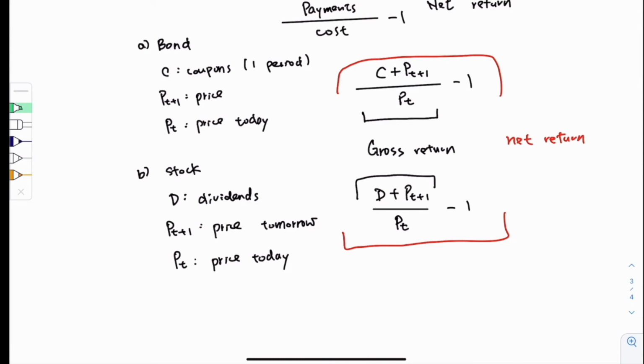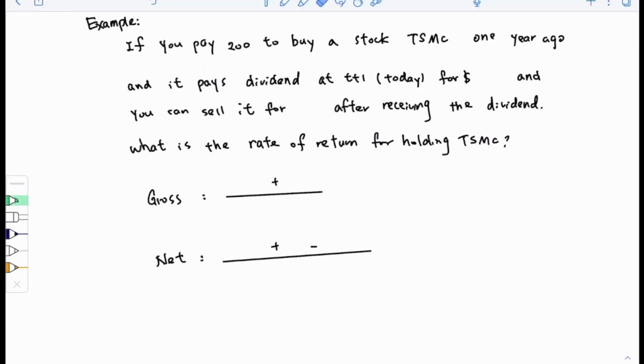So now let's look at an example for that. Let's imagine that you paid $200 to buy a stock of TSMC 1 year ago, and it pays you the dividends, which is $50 today, and then after receiving the dividends, you will be able to sell it for $250. Then what will be the rate of return for holding the TSMC stock?